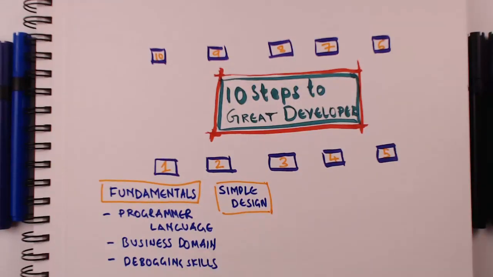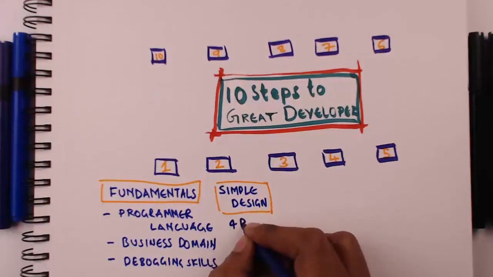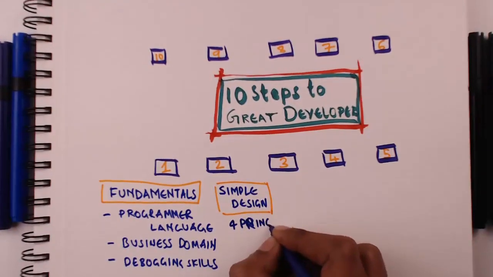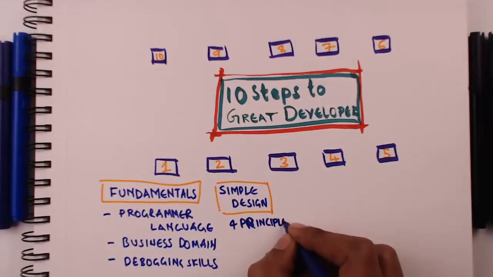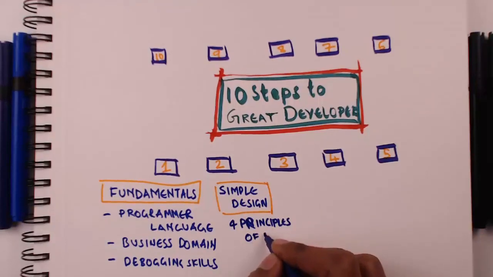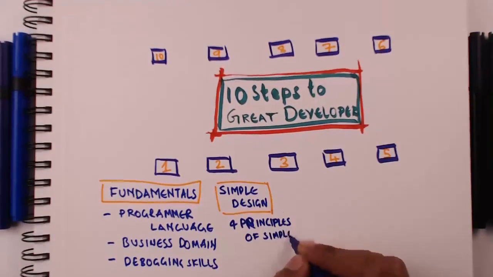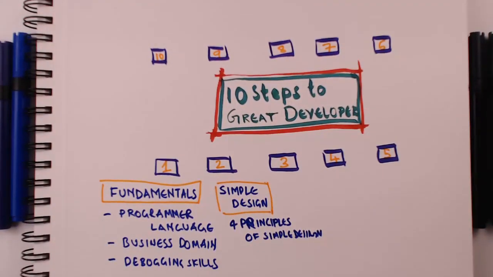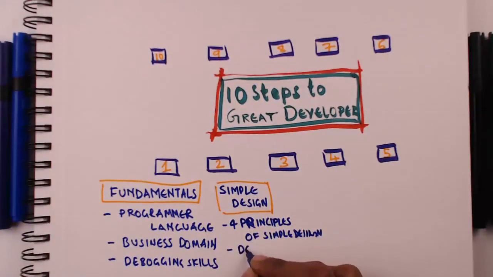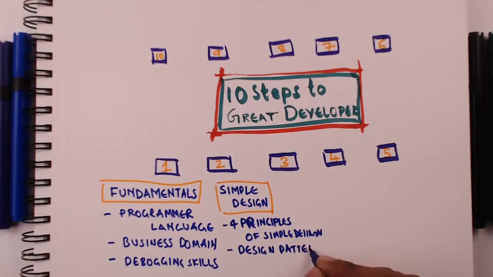And one of the best ways to ensure that is to follow something called 4 principles of simple design. If you are not aware of 4 principles of simple design, I would recommend you to look at the description of this video. The 4 principles of simple design really help you in making your design simple and help you to write really easy and maintainable code. Typically, whenever we talk about design, people would confuse it with design patterns, right? I understand that design patterns are really important, but you might not want to use design patterns everywhere.